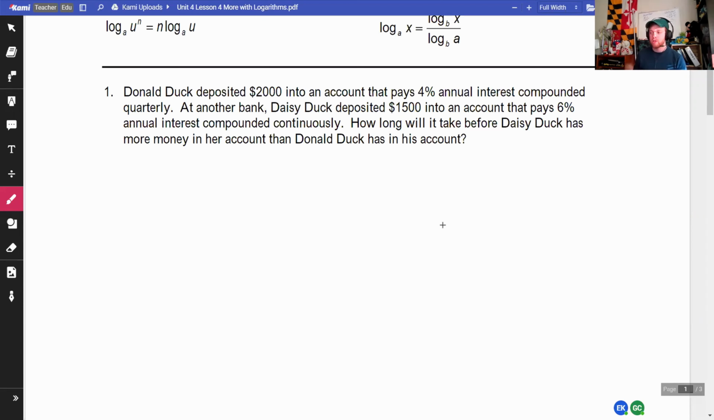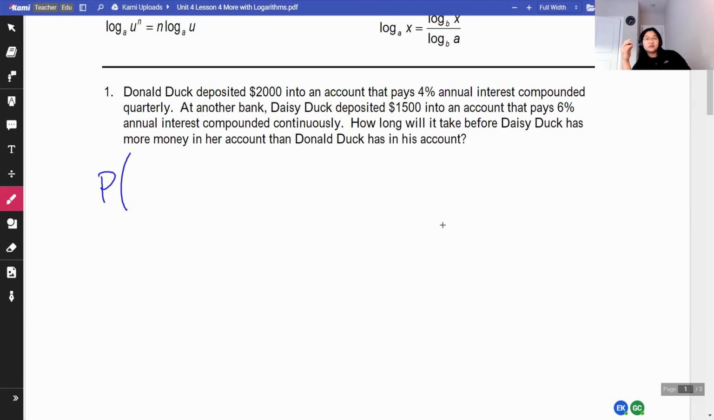What is the compound interest formula? Well, we have the principal amount multiplied by 1 plus the interest rate over the number of times you're compounding per year, raised to that number of times you're compounding per year times the number of years that you're working with.